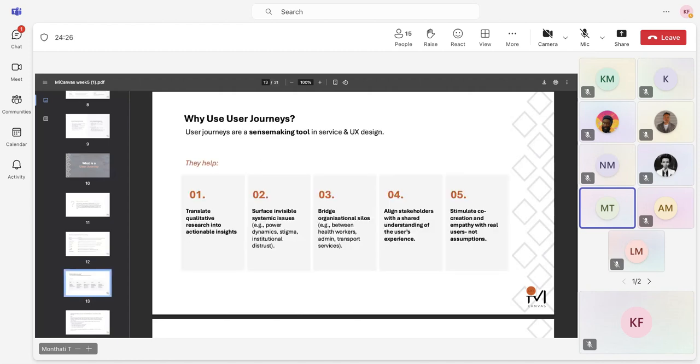And so, yeah, the reason why we would use user journeys is because it's a sense-making tool, right? You want to be able to translate your qualitative research into actionable insights, because with the work that we have done previously, a lot of the time you'll get the question from stakeholders, asking, so what? Like, what does this actually mean for what we're trying to solve?